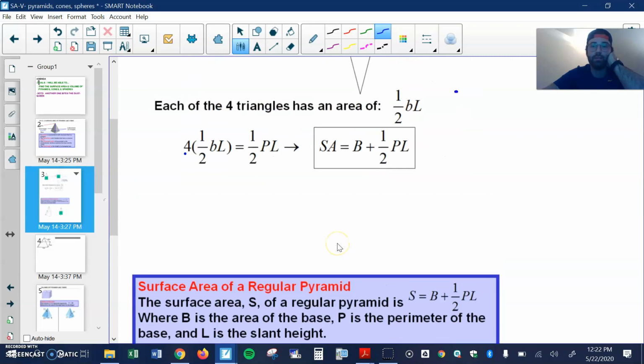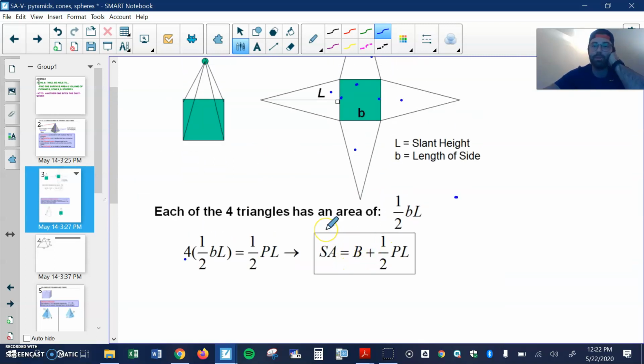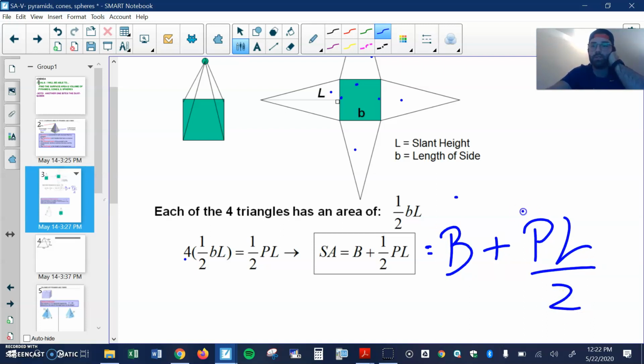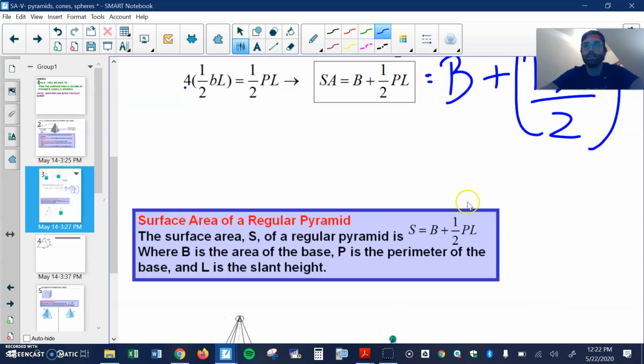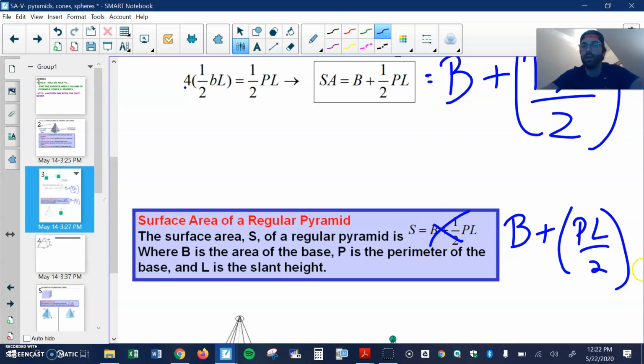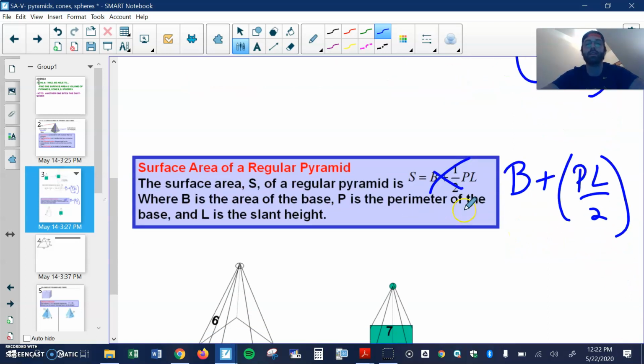And then capital B is the area of the base. So what I like to do is write it like this: B plus PL over 2. I want to put that in parentheses so you understand that P times L is being divided by 2, not the area of the base, just these two. So again, that's right here. I'm not going to do the 1/2. I'm going to do B plus PL over 2. I think that's easier to understand. P is the perimeter of my base, B is the area of the base, and L is our slant height.